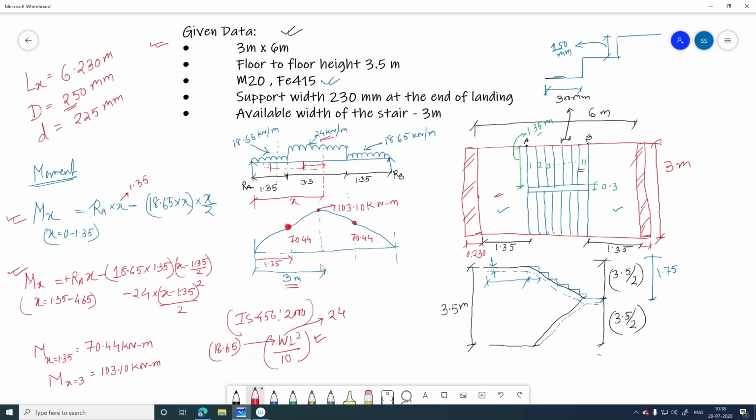But yeah, if you need to determine the moment accurately or design accurately, you need to determine the moment in the following way. That will give you the exact value.